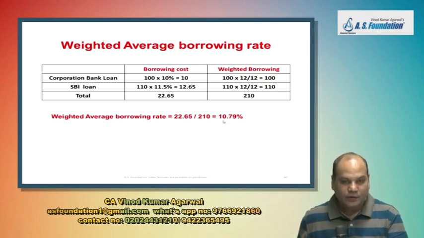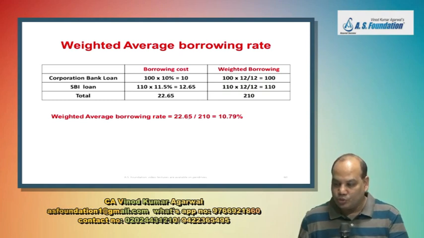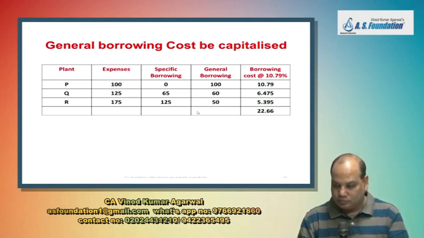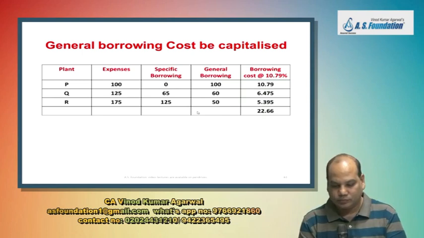How many qualifying assets are there? 3, P, Q and R. Out of these 3 assets, 2 are financed by specific borrowing to some extent. So to the extent they are financed out of specific borrowing, first you deduct that. Otherwise there will be double accounting. You're going to capitalize the specific borrowing also, and you're going to capitalize the general borrowing also. So see the answer, general borrowing cost to be capitalized on the screen.